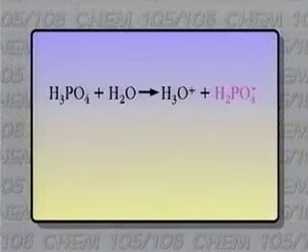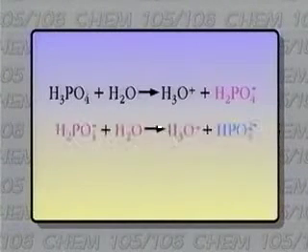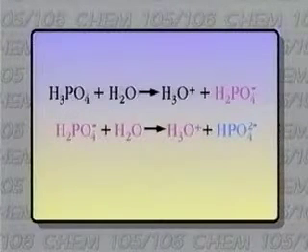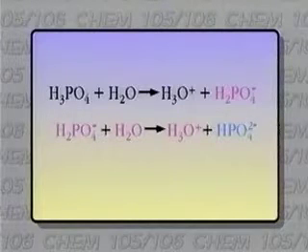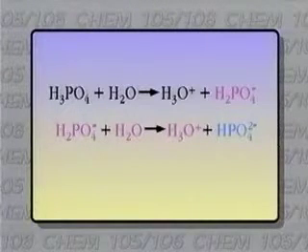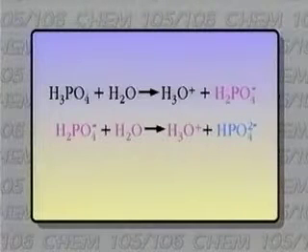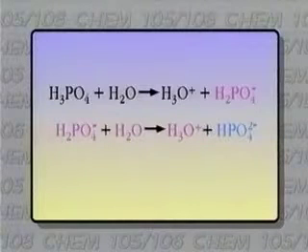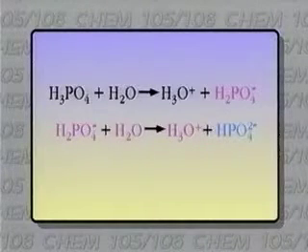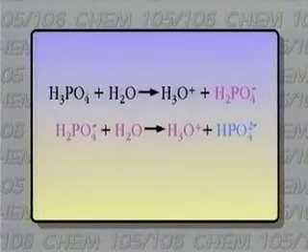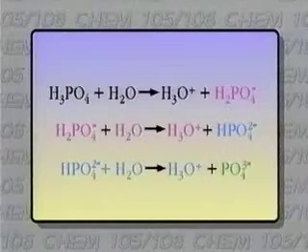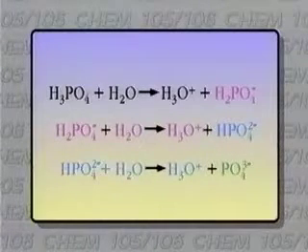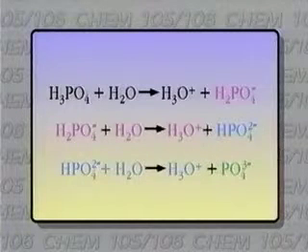And so if we continue on, the dihydrogen phosphate donates a proton to water. We get another hydronium, and we produce monohydrogen phosphate. Notice the prefix there, mono, meaning 1 hydrogen. And finally, the monohydrogen phosphate donates the last proton to water to give us 1 more hydronium and a phosphate ion in the final form, PO4 with a 3- charge.